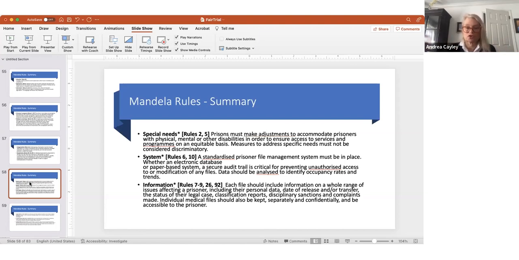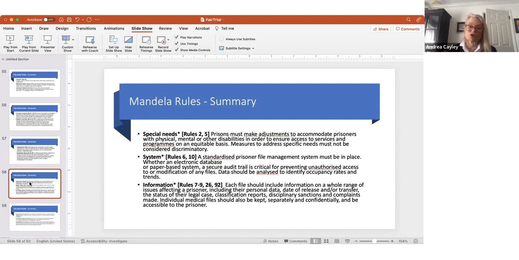Standardized prisoner file management system, so that all information is kept on record, so that there's no surprise that this person has just died of some condition, or there's no surprise that this person hasn't been allowed to see their lawyer because they're being held in a certain part of the country and don't have access to their lawyer. All of this should be transparent and open, hopefully on an electronic database.